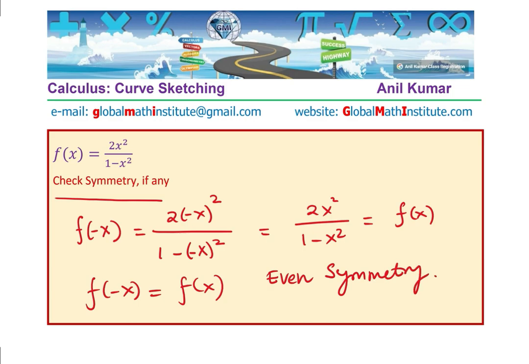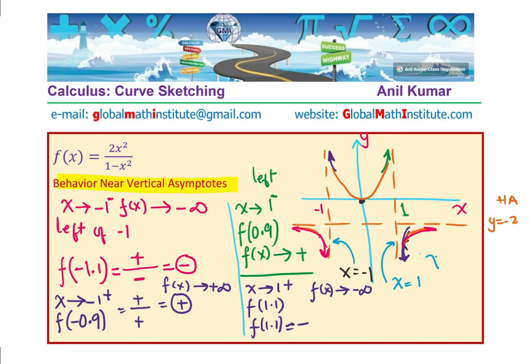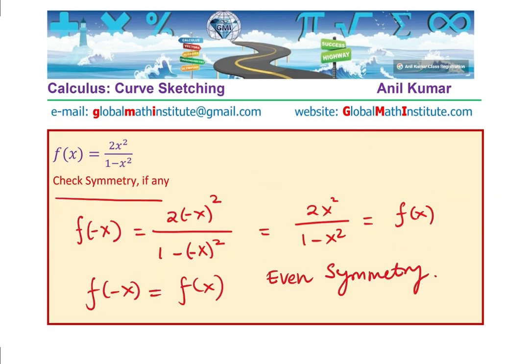So this is also important because it really means that our graph is symmetric about the y-axis, right? So the left side of the y-axis will overlap the right side of the y-axis. You get the idea, right? So we are looking at even symmetry, right?